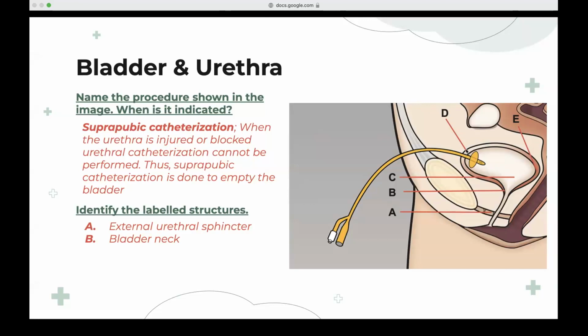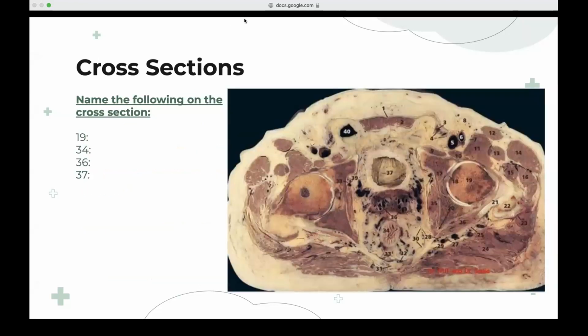Then D. Is this part of the muscle of the bladder? Yeah, I'm talking about a different part of the bladder. It's the apex. And E would be the base. Exactly. So this is the apex, this is the base. Okay, let's see. Let's label this.